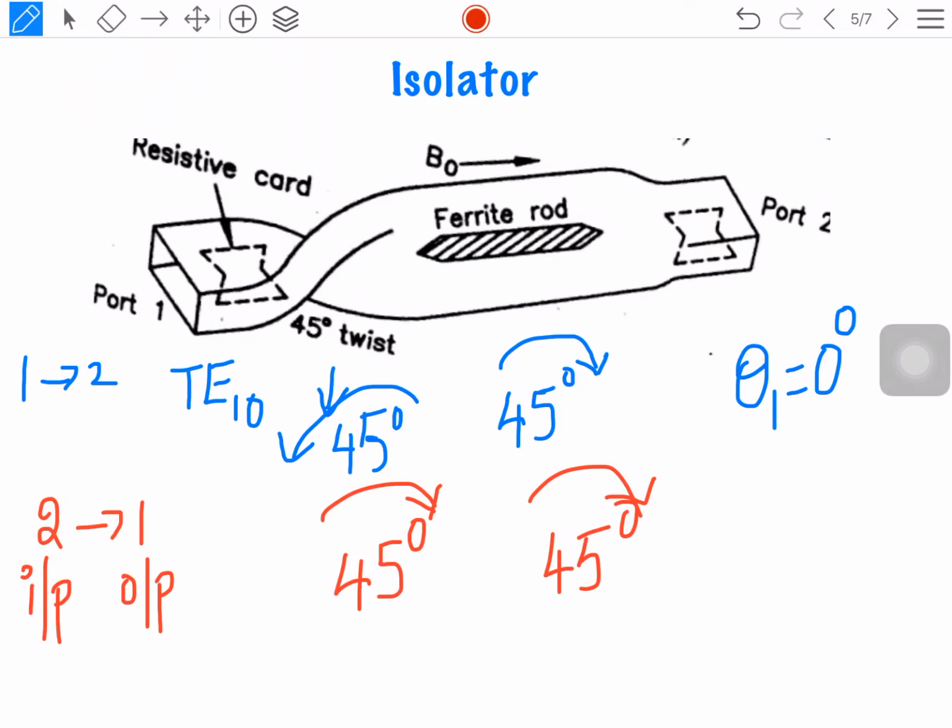Now see, I have 45 degrees because of the ferrite rod and another 45 degrees because of the twist, and both are in the clockwise direction. That is, the overall phase shift provided here will be 90 degrees.